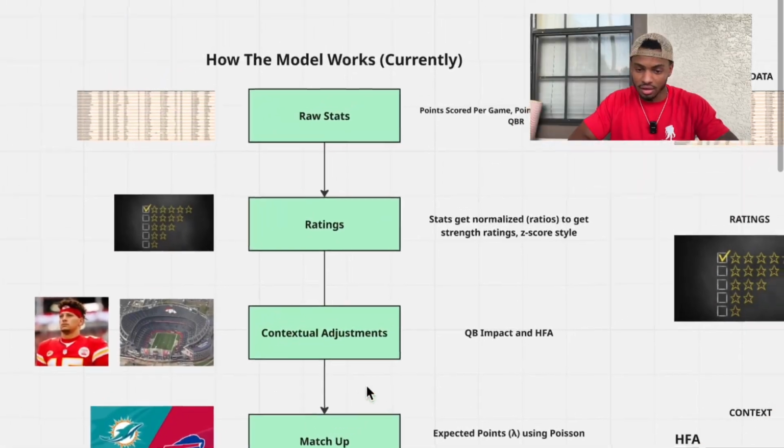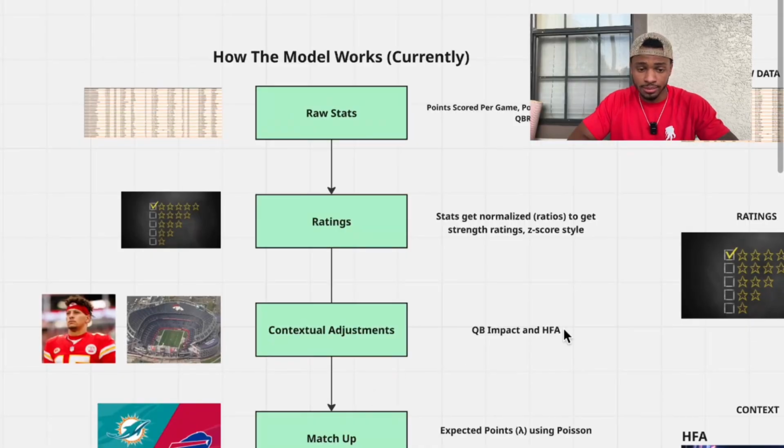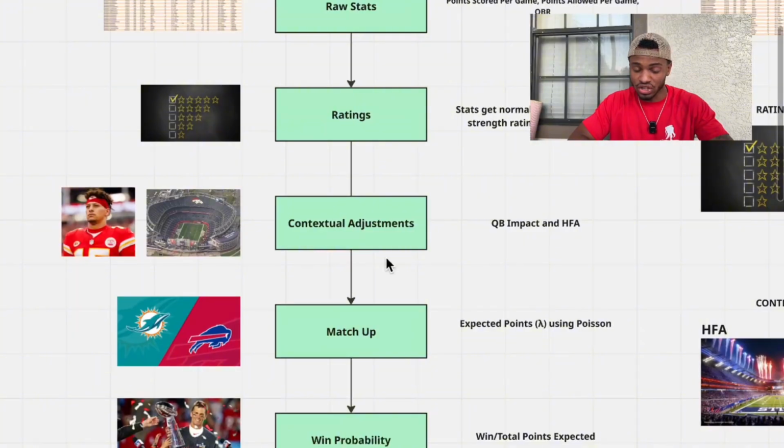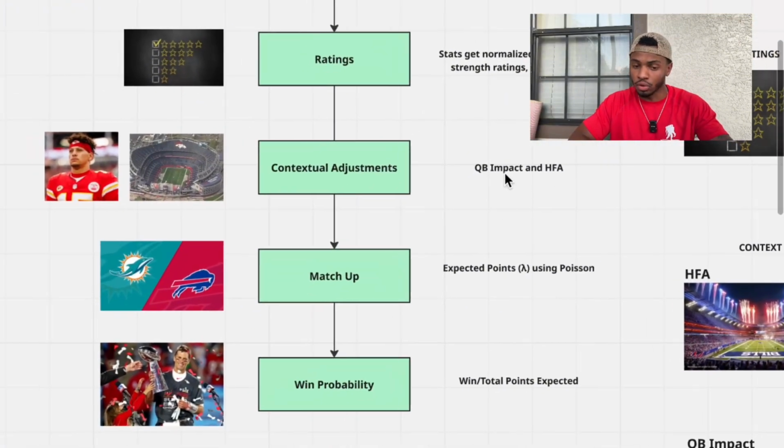So to kick things off, I just want to go over how the model works currently, and it's a relatively simple process. It takes raw statistics that the NFL makes publicly available. We process that information into a rating system that I'll go over how it works. We add some contextual adjustments, including quarterback impact and the home field advantage that a team may or may not have.